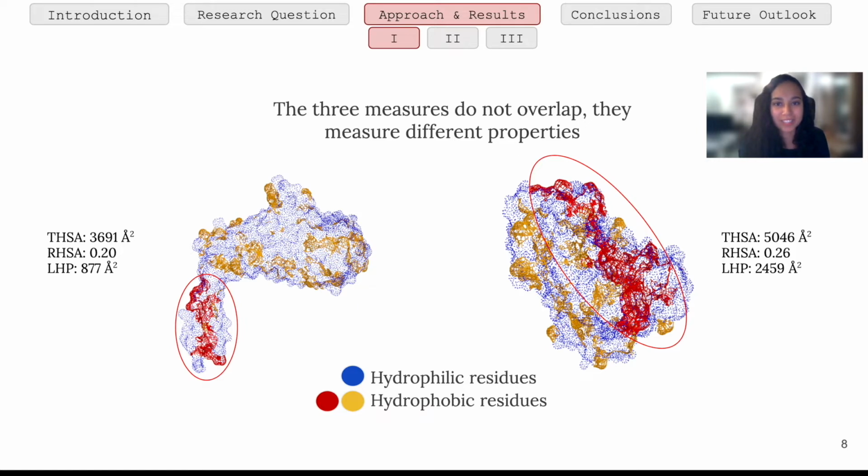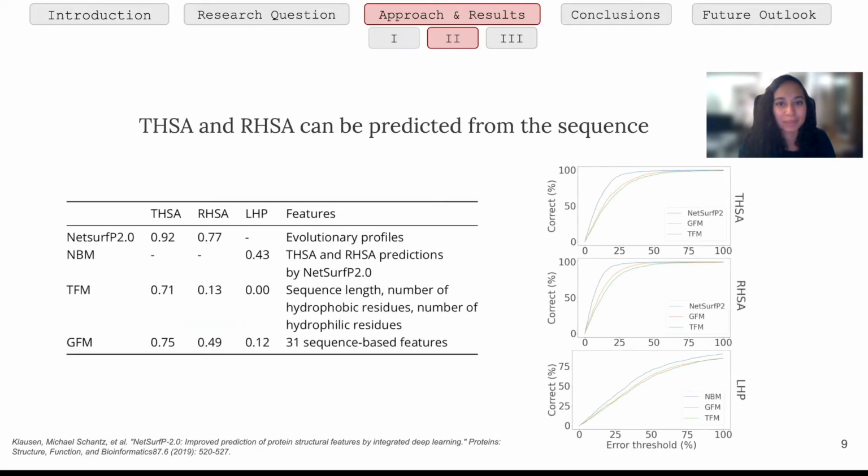And what you can see is that for the protein on the right, the total hydrophobic surface area is about 1.5 times bigger than for the protein on the left. Whereas the relative hydrophobic surface area is only about 30% bigger. And the largest hydrophobic patch is almost 3 times bigger for the protein on the right than for the protein on the left. So there's such a big difference between these three measures that we can say that they measure different things. And from here, Dea will take over and talk about the sequence-based predictions.